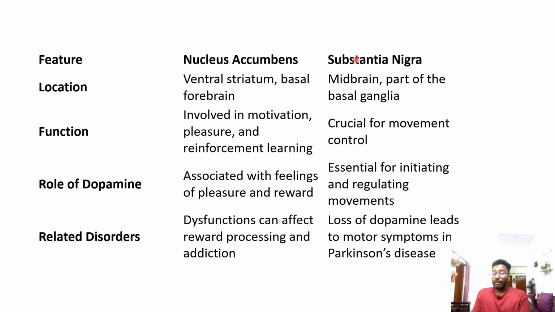And where is the substantia nigra located? The substantia nigra is located in the midbrain. It is part of the basal ganglia. What does it do? The substantia nigra is crucial for movement control and is essential for initiating and regulating movements. And loss or lack of dopamine released from the substantia nigra leads to Parkinson's disease.